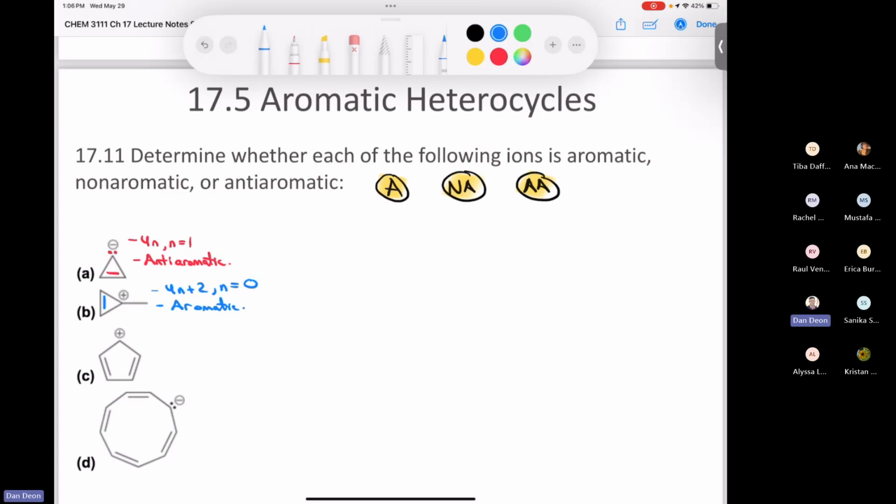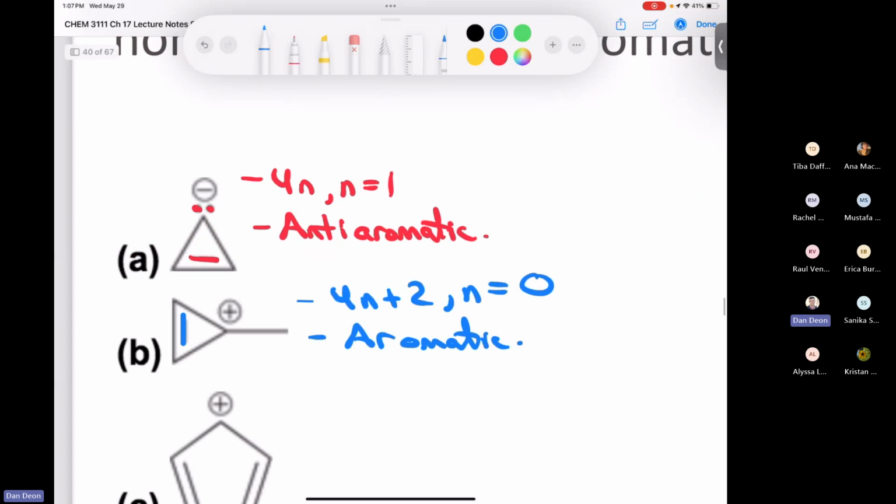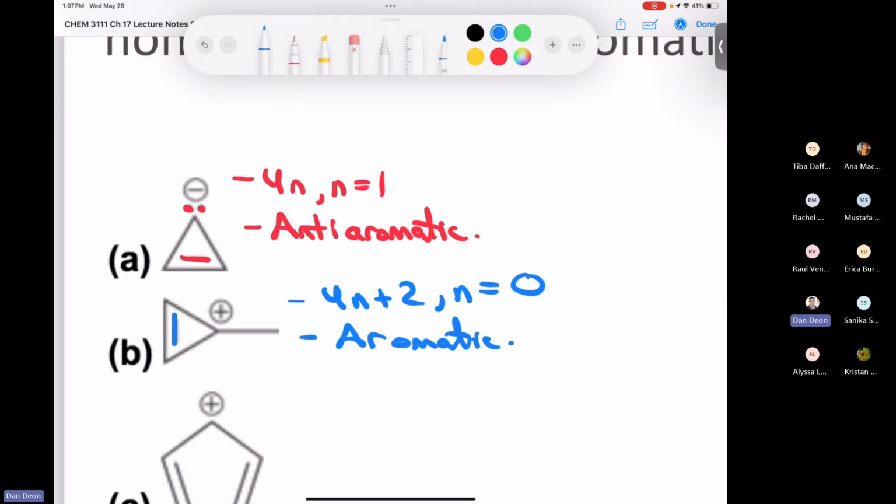Now remember, anti-aromatic is highly unstable, and so a compound will do anything it can to avoid being anti-aromatic. If there's no choice, then it's going to be anti-aromatic, but oftentimes it will do whatever it can. So if we go back to the first one, the reason this compound is anti-aromatic is that the lone pair is going to be in a p orbital, because it's going to be resonance stabilized.